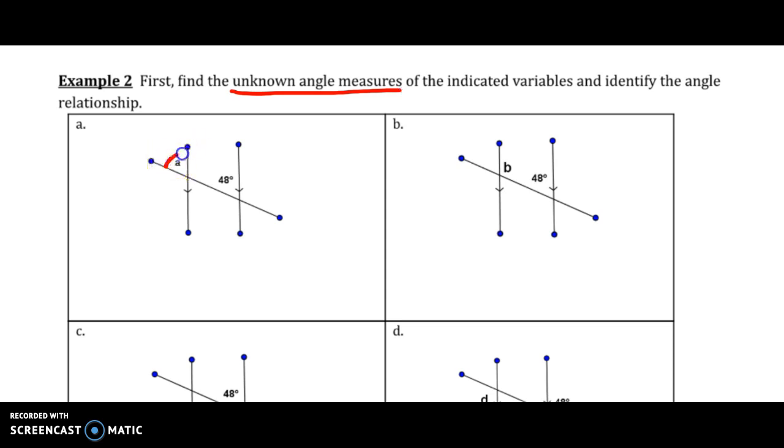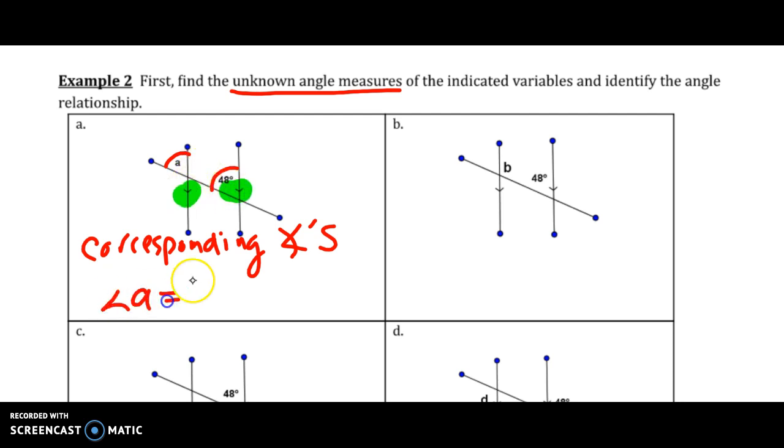So in example A, we have these two angles here, which are two angles that lay in the same location on both lines. So these are corresponding angles. And because we know the lines are parallel, again that is indicated by these little arrows, we know that angle A is going to equal the same, and so it's 48 degrees.